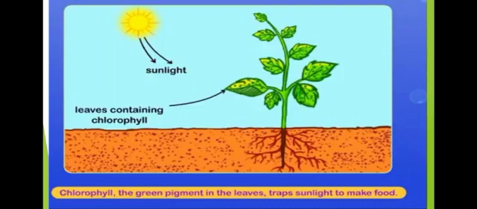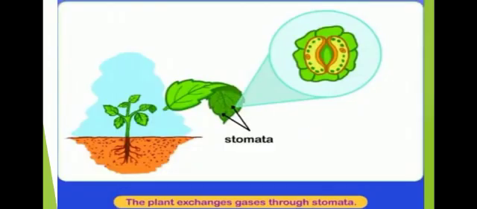The leaf prepares its own food for the plant with the help of water and carbon dioxide, in the presence of sunlight and chlorophyll. This process is called photosynthesis. So we call the leaf the food factory of the plant.